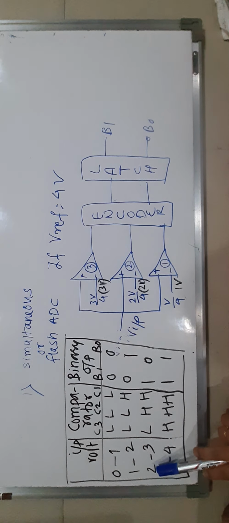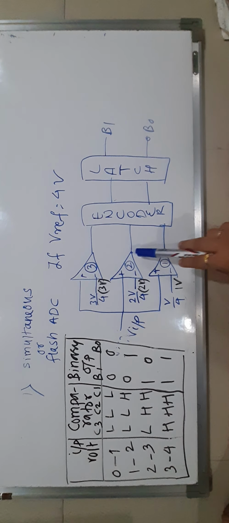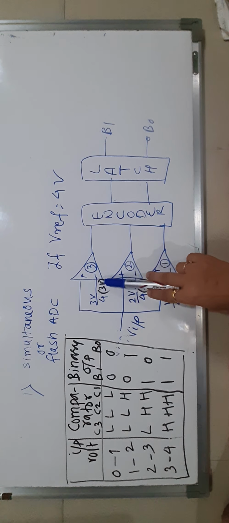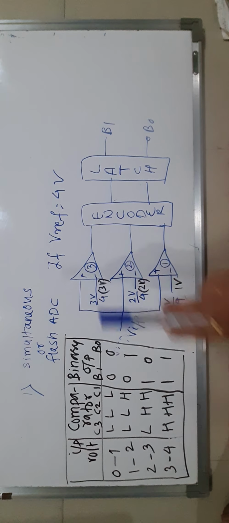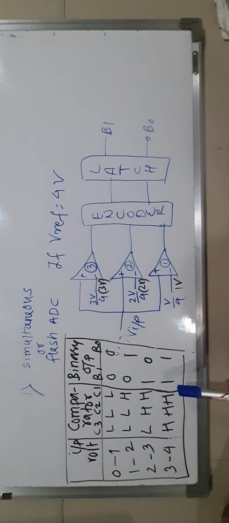Now when voltage is between 2 volt to 3 volt, then the second comparator and first comparator both will become active, because the voltage here is greater than 1 volt, so output will be high. Here also the voltage is greater than 2 volt, that's why output will be high. But here as the voltage is less than 3 volt, so output will be low. So the output of the comparators will be LHH, means output of C3 low, C2, C1 high. Now its binary equivalent will be 1 0. Its binary equivalent is 2.